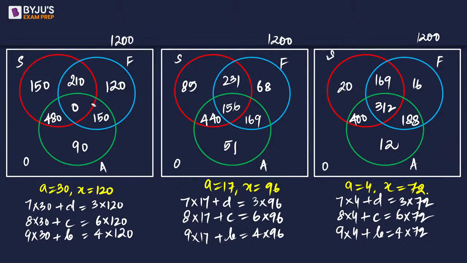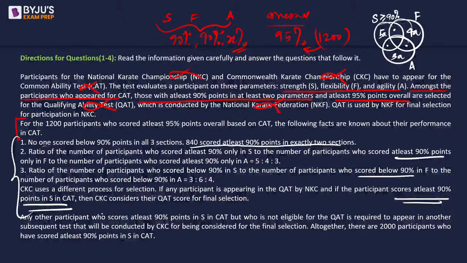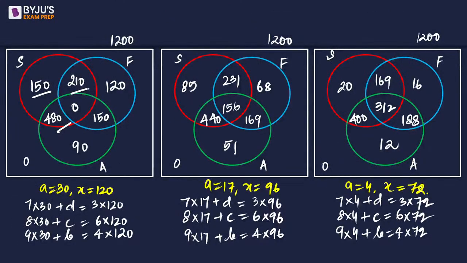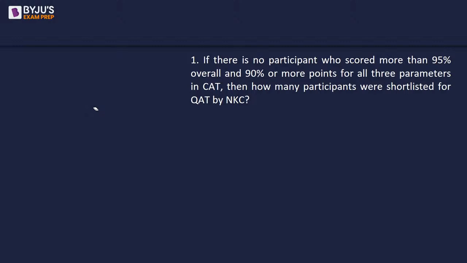तो हमें तो 0 चाहिए. So we are looking at case 1. Case 1 में these are the three groups 150, 210 and 480 who have scored at least 90% in S, as the condition says, at least 90% in S. ठीक है? तो ये हमारे पास हो जाएंगे 150 plus 210 which is 360. 360 plus 480 is going to be 840. So 840 हो जाएंगे. 150, 210 and 480, 840.